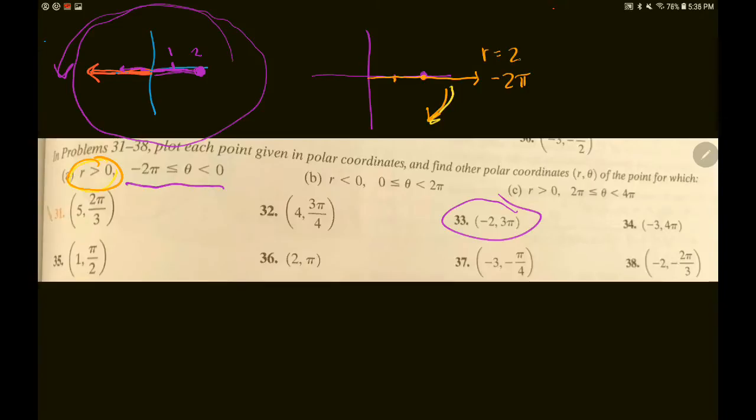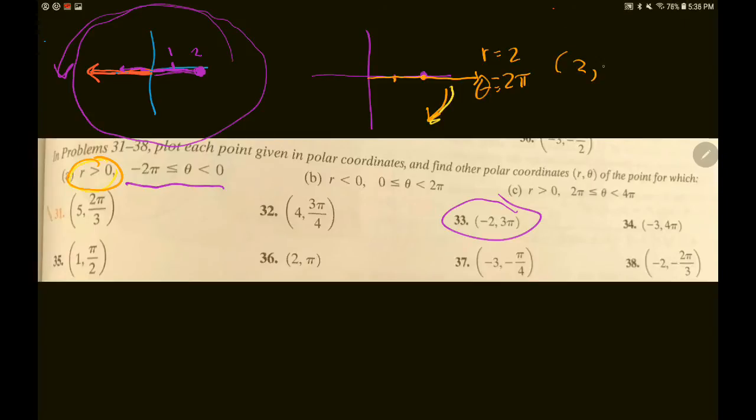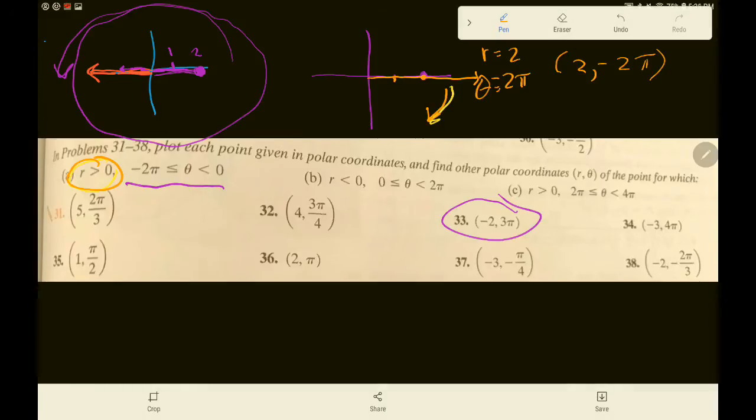2. So r equals 2, theta equals negative 2 pi. Our point is 2, comma, negative 2 pi. So again, that's A, where r is greater than 0, and negative 2 pi is less than or equal to theta is less than 0. So theta equals negative 2 pi.